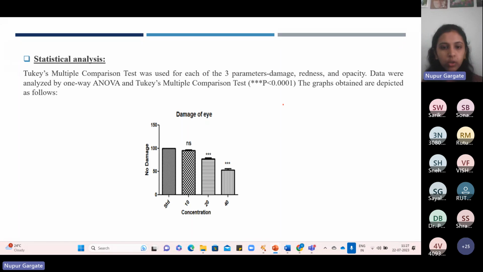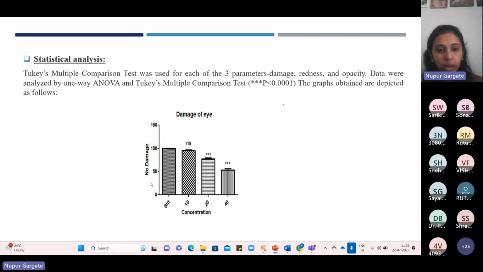Statistical analysis was done for chicken eye. On the left, the bar on the y-axis shows no damage, which is why at standard we can see that the bar is at 100. For 10 microgram per ml also, there was no significant damage seen as such. That is why it is also close to 100. But when you look at 20 and 40, damage was observed, and it was significantly observed in 40 microgram per ml. So that's why the bar here is very less.